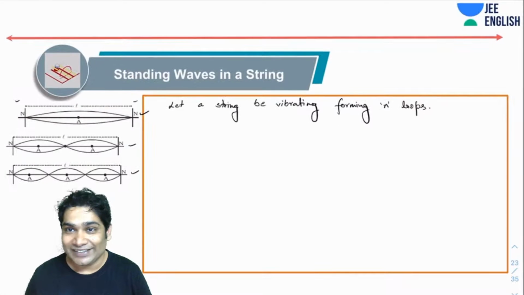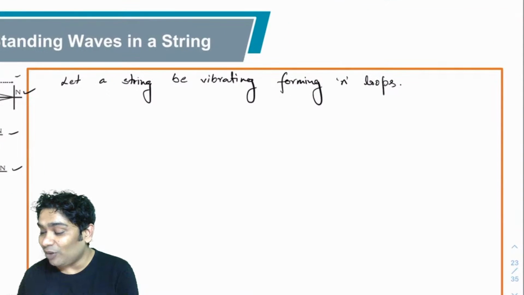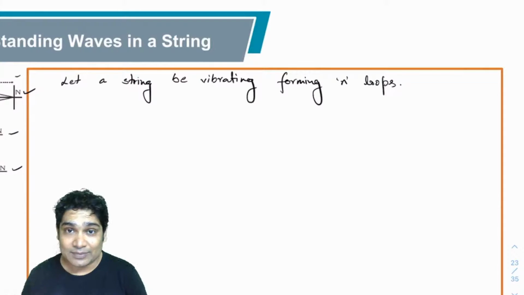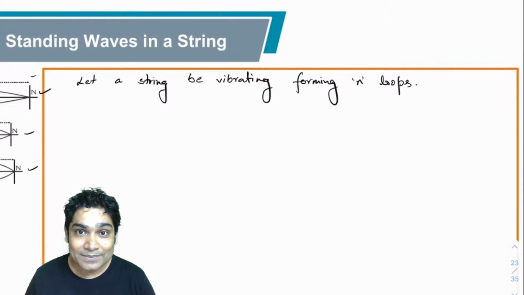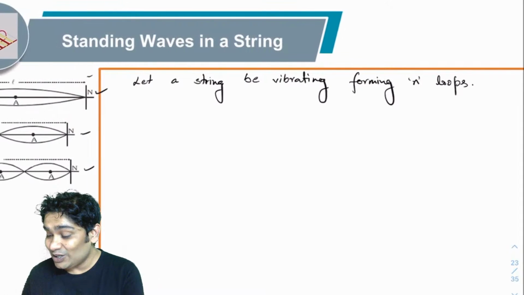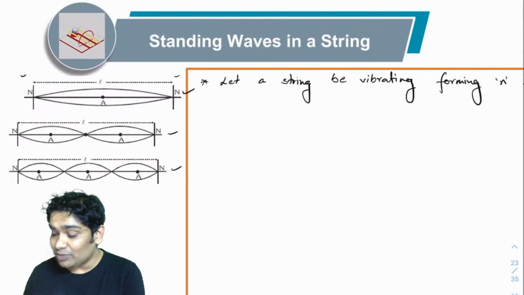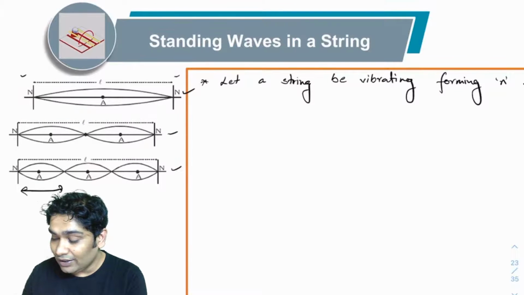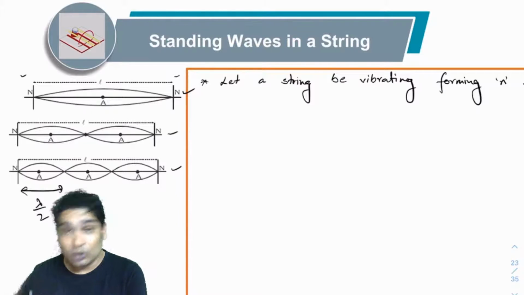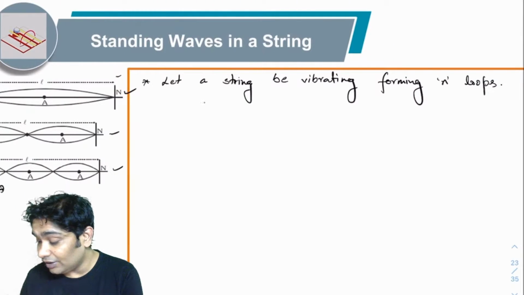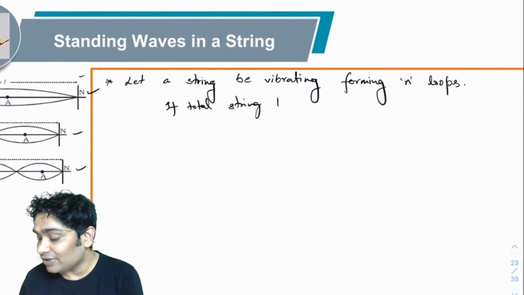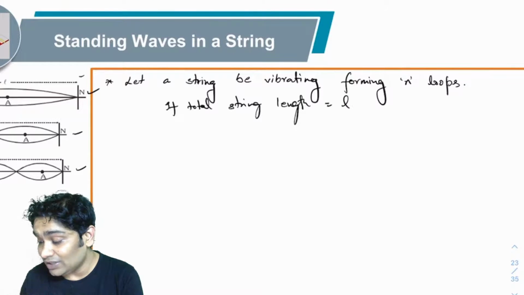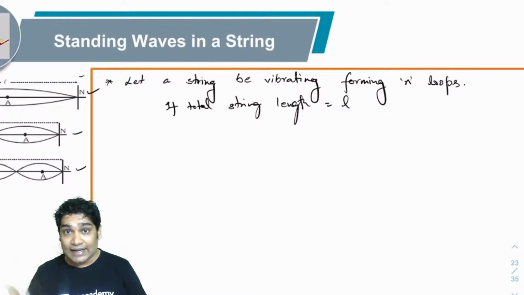So let a string be vibrating, forming n loops. Now what can I say about this? So I know the distance between, or length of, any loop would be lambda by 2. So if the total string length equals L, then I know it has n loops.